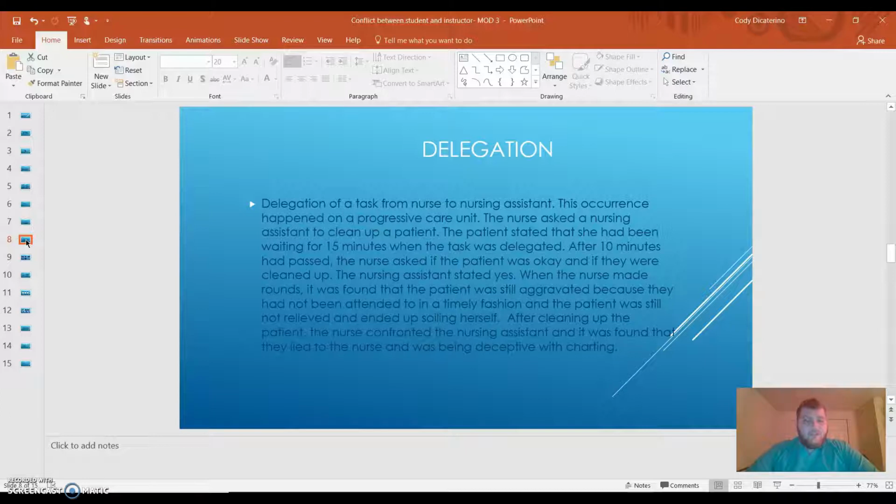So, delegation. Delegation of a task from a nurse to a nursing assistant was my example, and I've actually had this occur. This was one of my personal examples on the floor. This occurrence happened on a progressive care unit.